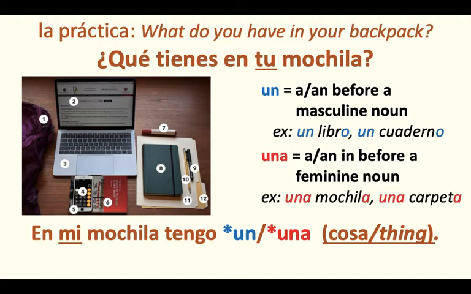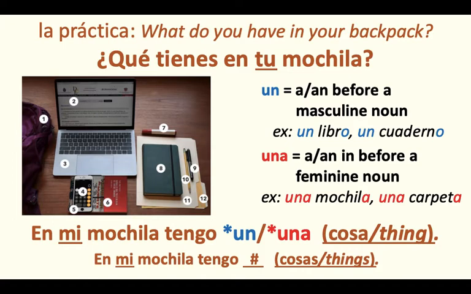Similarly, una is the way to say a or an in front of or before a feminine noun. Una mochila, a backpack. Una carpeta, a folder. Un cuaderno, a notebook there. And likewise, what do you mean it can mean an? Well, if you said una manzana, manzana means apple. So you wouldn't say a apple. In English translation, you would have to say an apple. So una manzana would mean an apple.